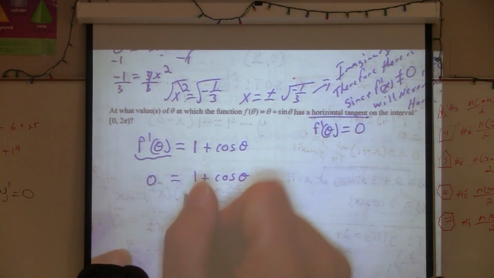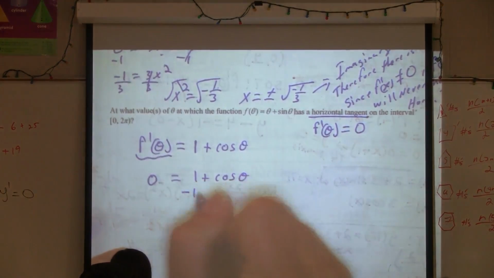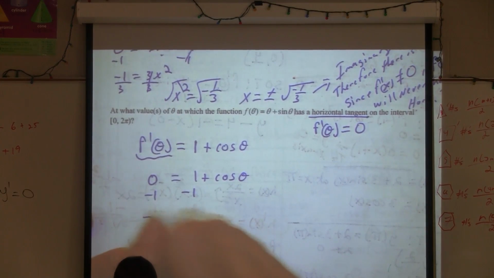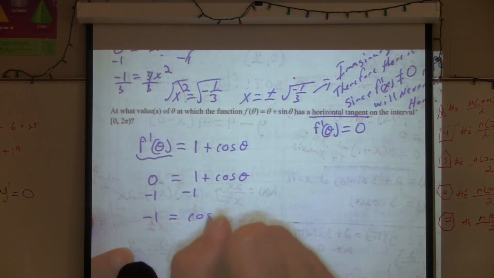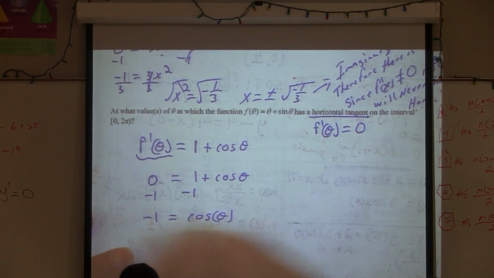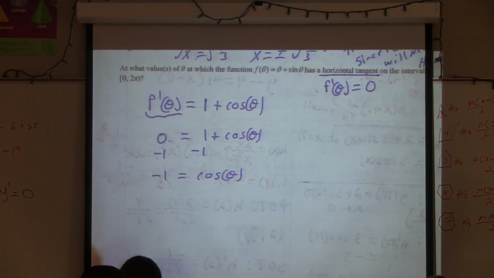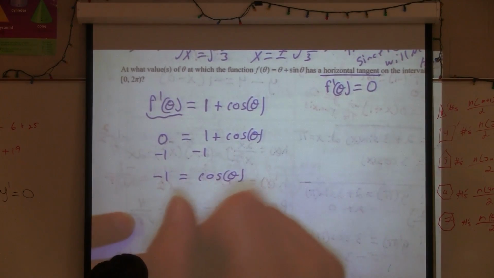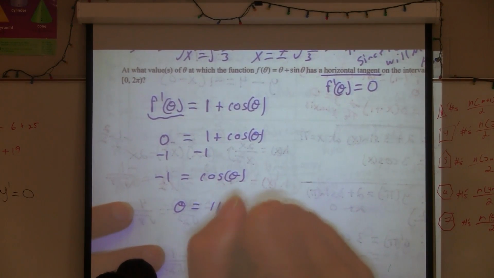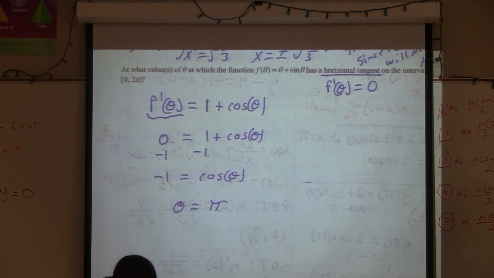Let's just do it algebraically. So minus 1. We're trying to find where cosine of theta equals negative 1. Where does cosine of theta equal negative 1? At pi, very good. So theta should be pi. Think about it, was it negative 1 right here? Yes. Easy?